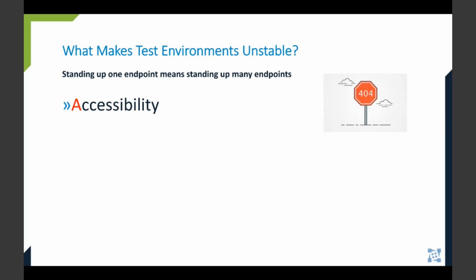A, for accessibility. The backend asset or service that you may require for your testing simply may not be available. There could be connection issues or company policies that require back-end resources to be conserved, in which case the resources you need for testing may not necessarily be accessible to you when you need them.